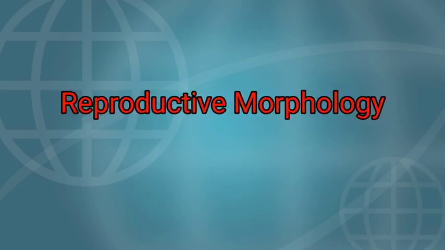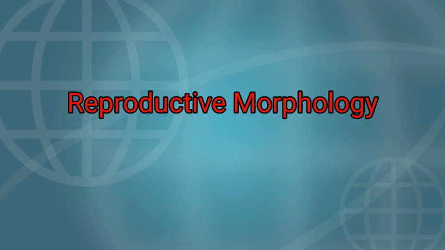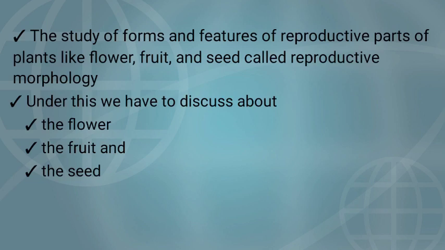Hi everyone. Up to the previous video we completed vegetative morphology. Now we are going to discuss reproductive morphology. What is reproductive morphology? The study of forms and features of reproductive parts of plants like flower, fruit and seed is called reproductive morphology. Under reproductive morphology we have to discuss the flower, the fruit and the seed.